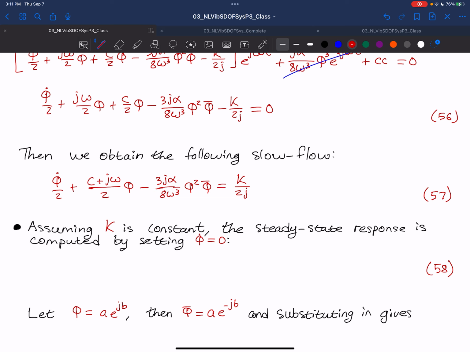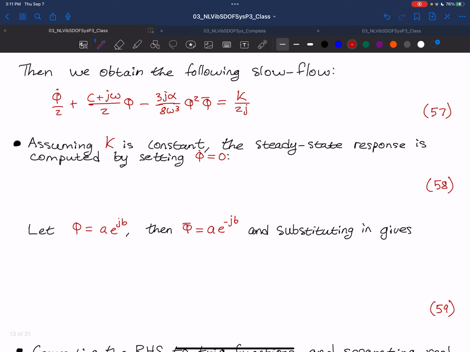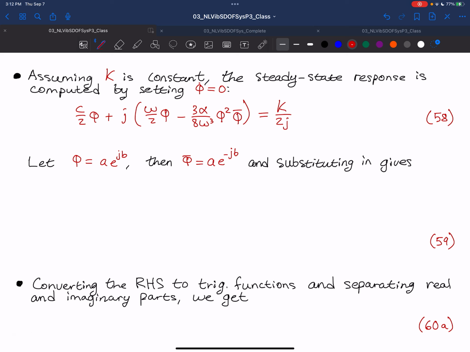Assuming that k is constant, the steady state response is computed by setting phi dot equal to 0, which results in c over 2 phi plus j times the quantity omega over 2 phi minus 3 alpha over 8 omega cubed times phi squared phi bar, and that is equal to k over 2j. From here, we expand phi in a polar representation such that phi is equal to a e to the jb, and phi bar is equal to a e to the minus jb.